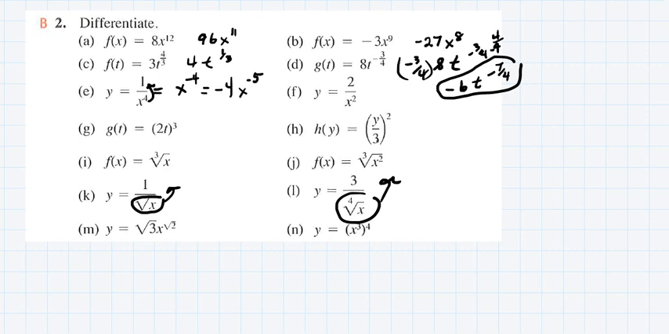Okay. So this one right here. What do we do here? Well, this is going to be y squared over 9. So that's the same as 1 over 9 y squared. Remember, this is a coefficient in front. That's the exponent. So our derivative then is 2 over 9 y.